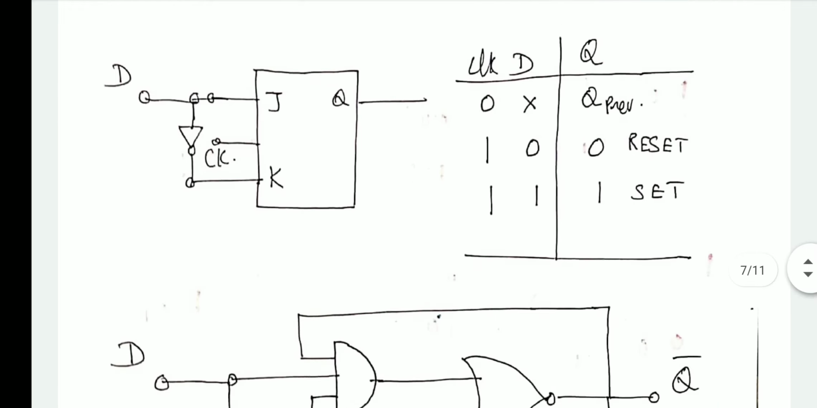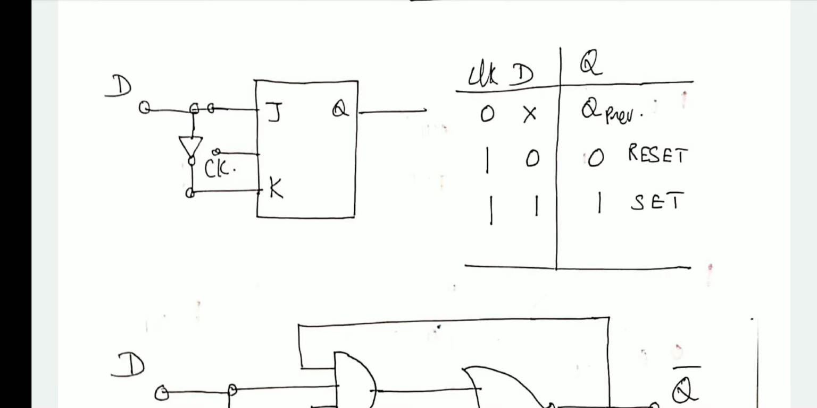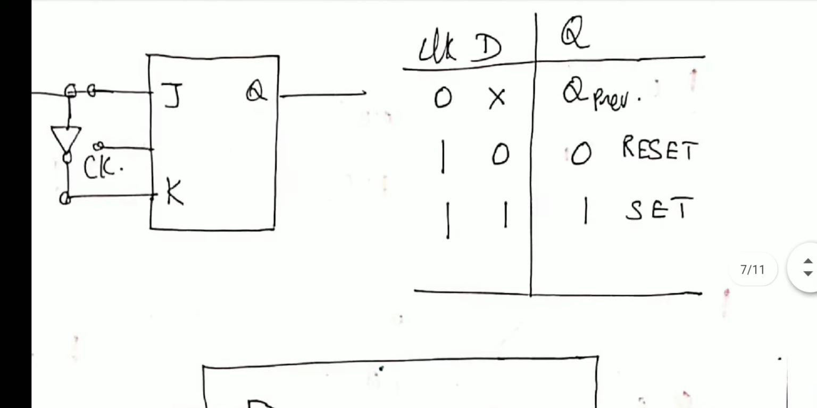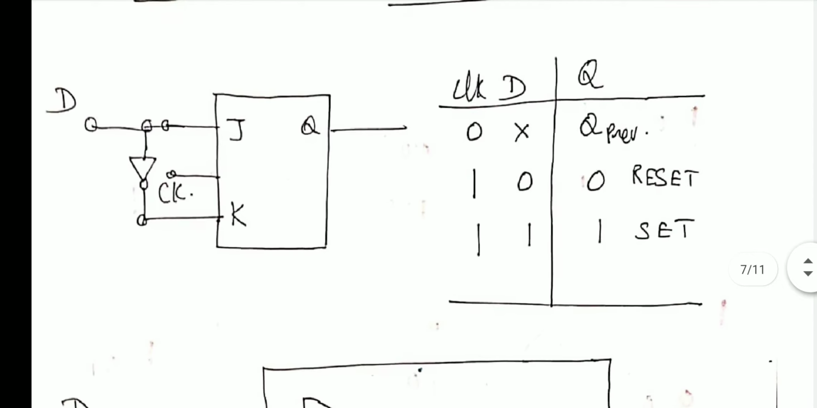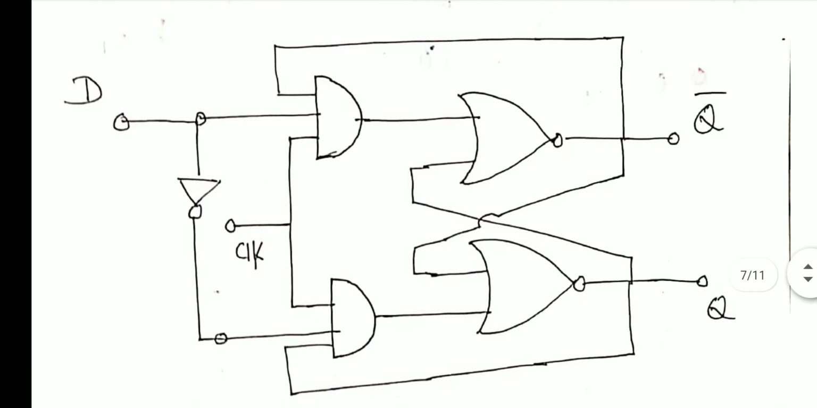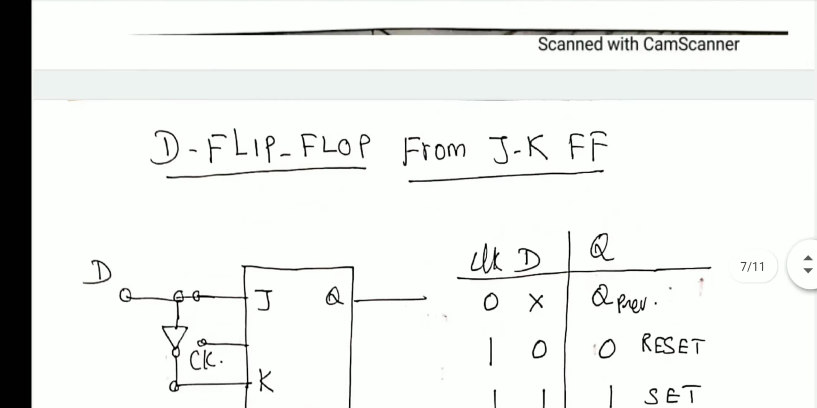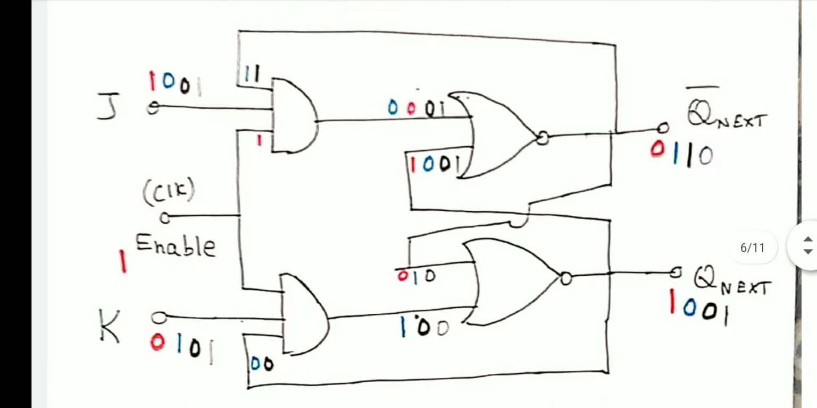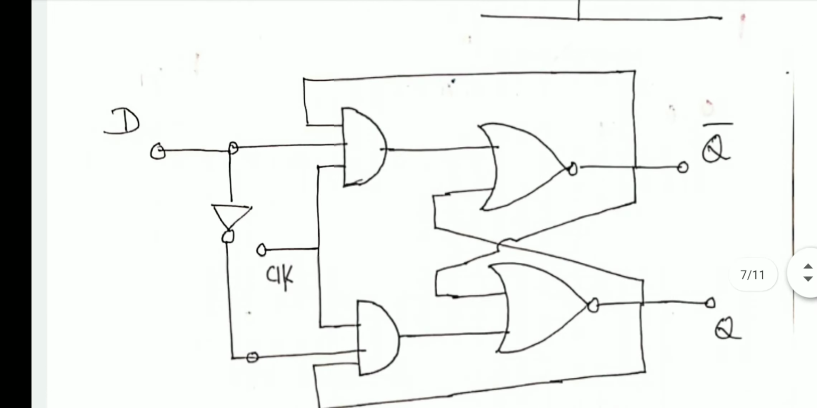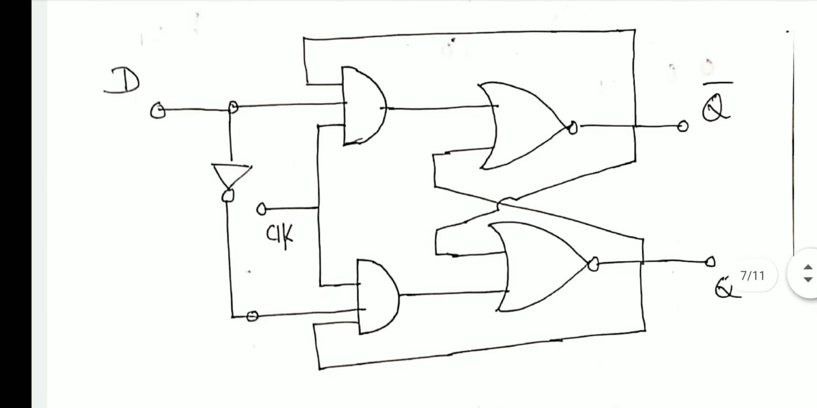Both behave in the same manner. When D is 0, Q is 0. When D is 1, Q is 1. Q follows the D. Now this is the JK flip-flop circuit. Here, when you connect the NOT gate between J and K and take it as 1 input, it is called the D flip-flop. Here the JK flip-flop is converted into a D flip-flop. This is again a useful circuit.